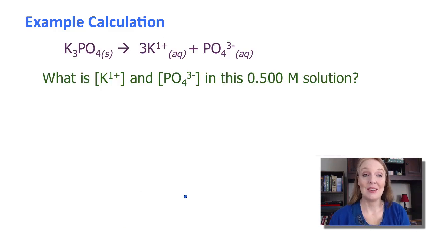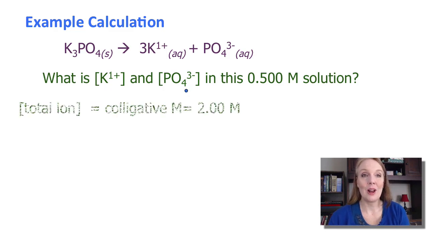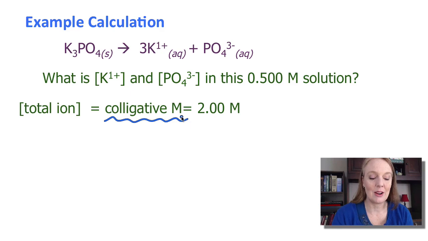That calculation gave us the answer to this question: what is the molar concentration of potassium and what is the molar concentration of phosphate ion in the solution? The total ion concentration is the sum of those concentrations, and that gives us what's called the colligative molarity, which is important for determining some types of solution properties. In this case, it was 1.5 molar plus 0.5 molar, which gives us a total ion concentration of 2.00 molar.